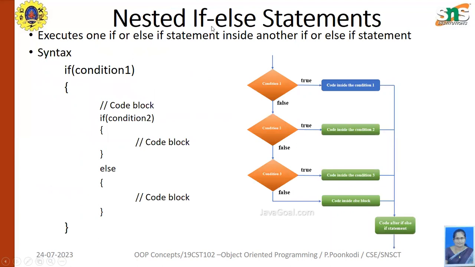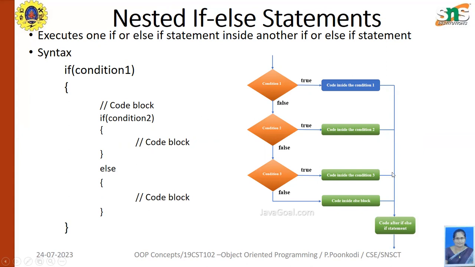Next one is the nested if-else statement. The nested if-else statement is also used to check conditions. This is the syntax. If a condition is given and the condition is true, then it will get into the block and it will check for another condition. If both conditions are true, it executes this code block, else this block will get executed.